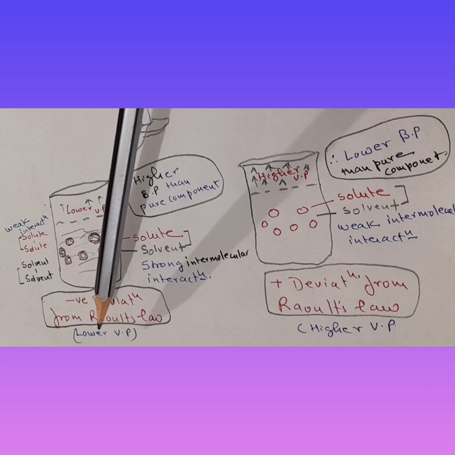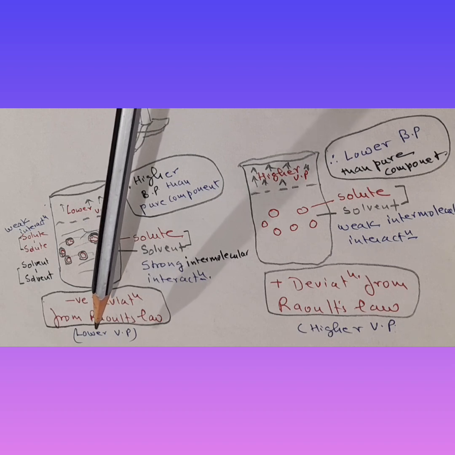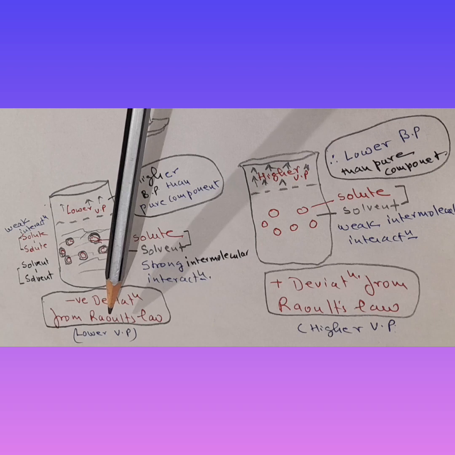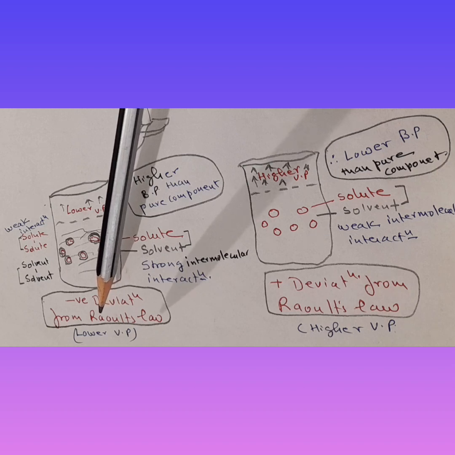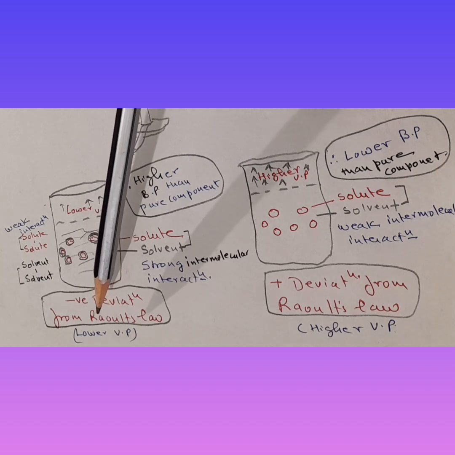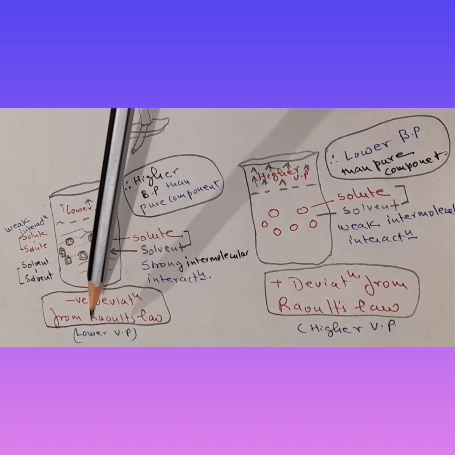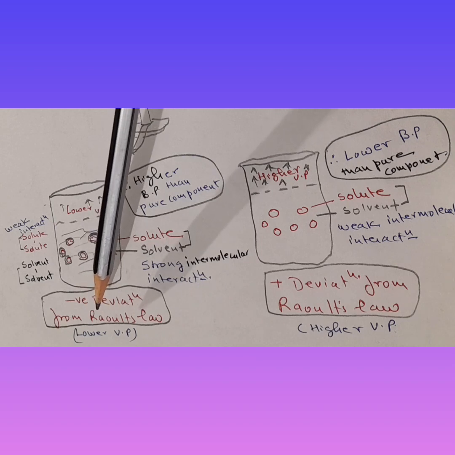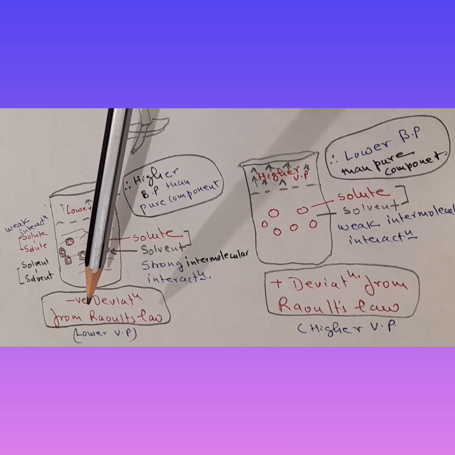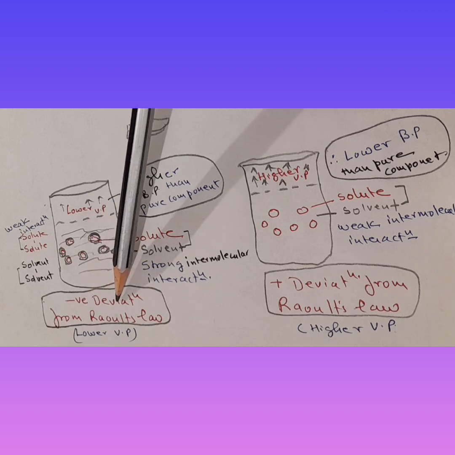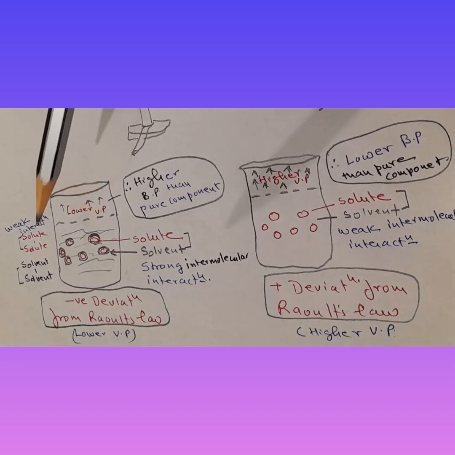If the vapor pressure is lowered, then the boiling point would be elevated, because we already have learned that boiling point is when vapor pressure is equal to or greater than atmospheric pressure. But if vapor pressure is lowered owing to some interaction, then it would require a higher temperature to generate that vapor pressure to be greater or equivalent to atmospheric pressure. Alright, so let's understand now.